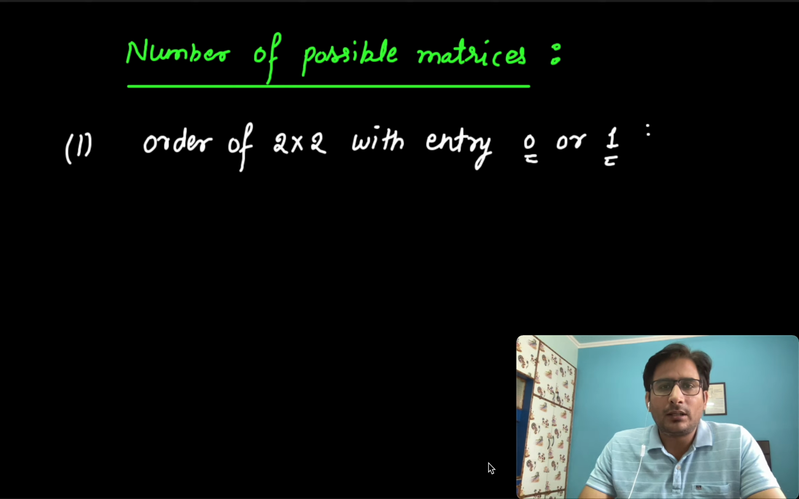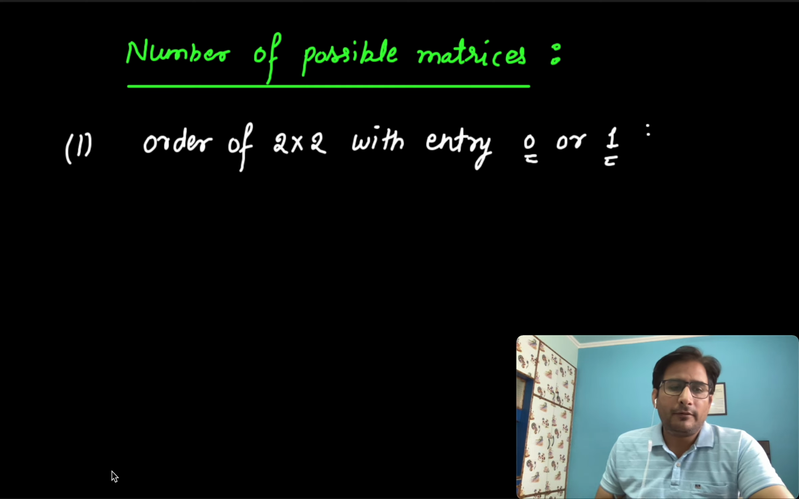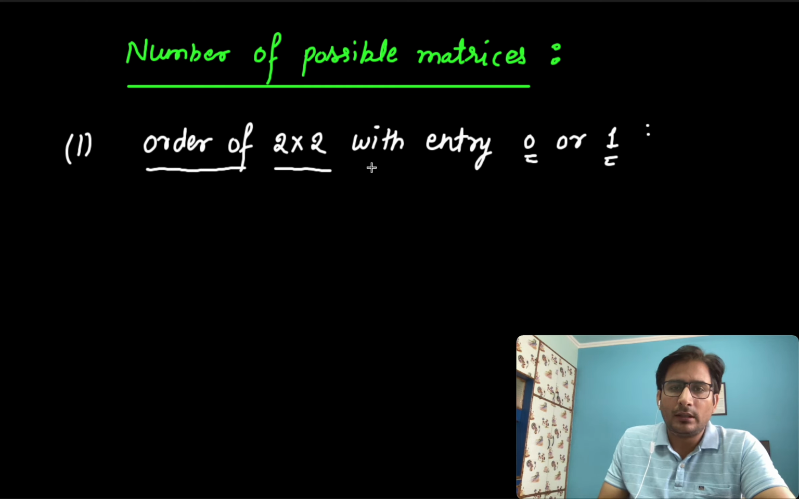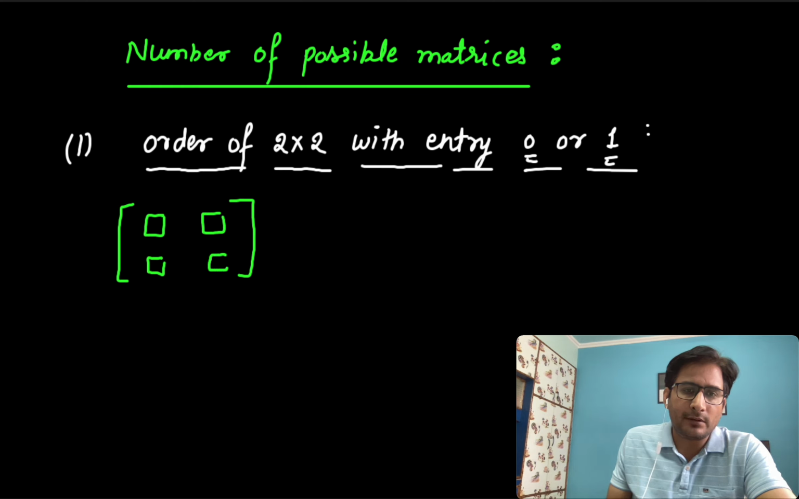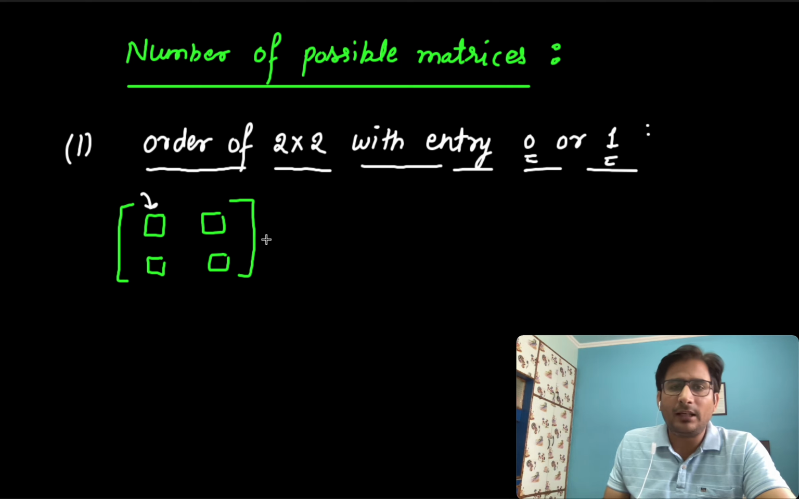We need to find out the number of possible matrices. Suppose, in the first case, the order of the matrix is 2 into 2 and we need to fill the entries 0 and 1. So how many matrices are possible in total? If it is a 2 into 2 matrix, then there are 4 elements, 1, 2, 3 and 4, right? So this box can be filled in how many ways?